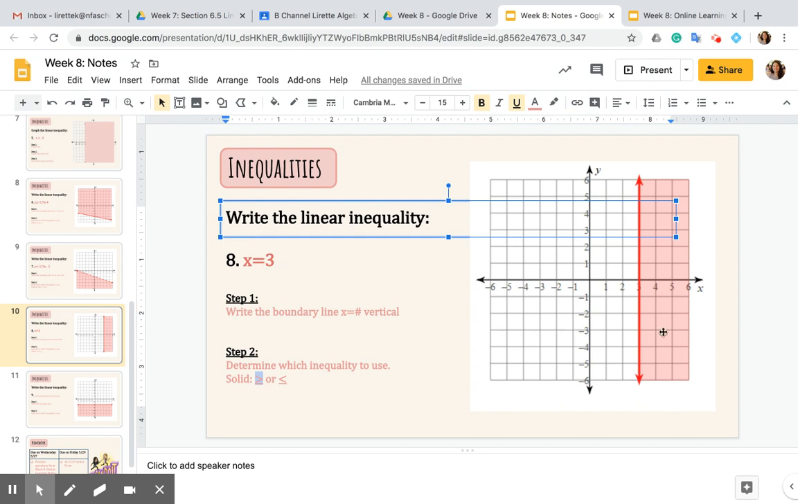Another nice way to think about it is look at the numbers that are being shaded. Are these values greater than 3 or less than 3? And the answer is 4, 5, 6, and so on. Those values are greater than 3. So I want the greater than symbol. And again, I want the symbol that has the bar.